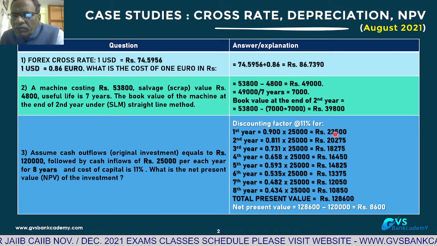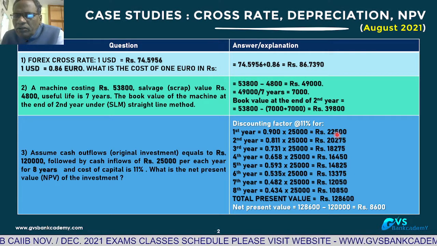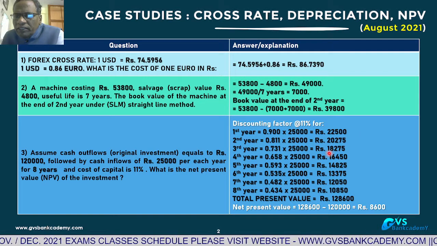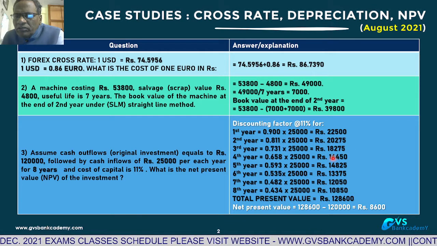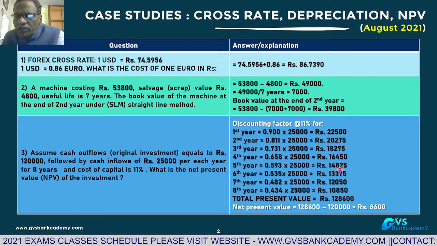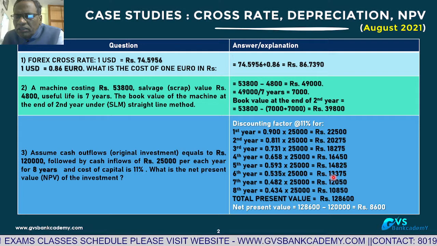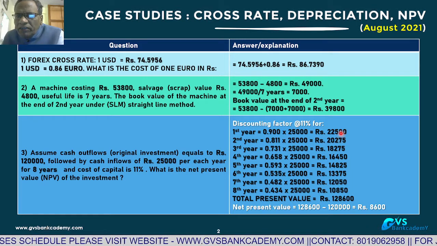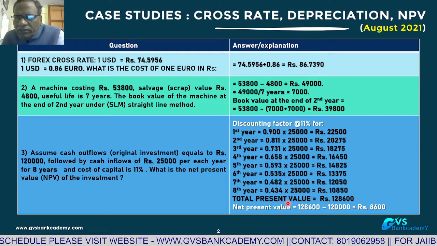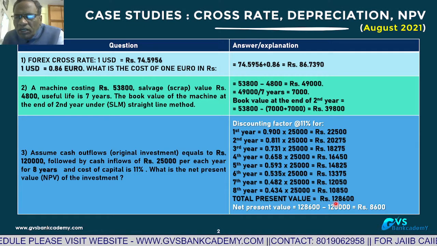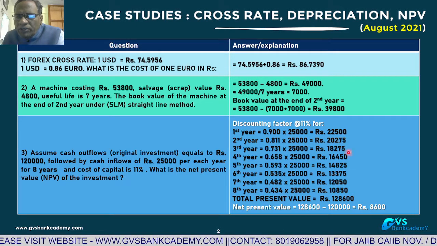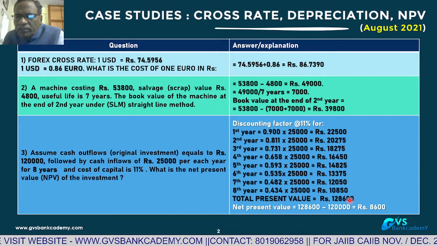The present value of the inflow: we can add 22,500 plus 20,275 plus 18,275 plus 16,450 plus 14,825 plus 13,375, 12,050, 10,850. You can calculate the present value for 1 to 8 years. The total present value from this project is 1,28,600 rupees.